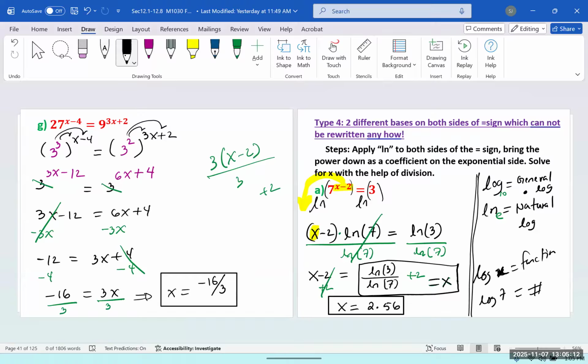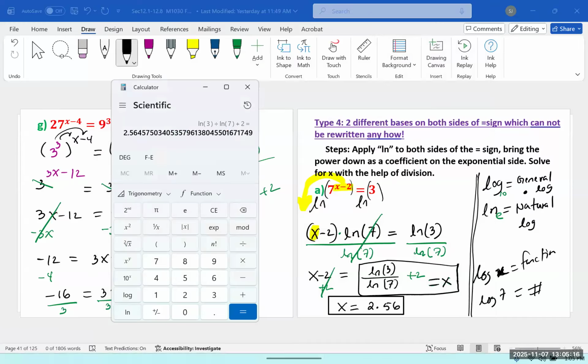Now I used ln, and I got 2.56. If you decide to use log, let's see, do you get the same answer or not? So log 3, divided by log 7. And then we are adding the 2. Ta-da, same answer. So for this number, it doesn't matter which log you use. You can use ln or you can use the general log.